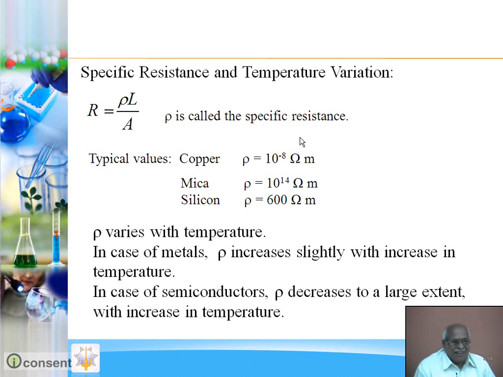Obviously, a semiconductor like silicon will possess intermediate value of rho, somewhere between the value of rho for good conductor and that for bad conductor. In case of silicon, rho has value 600 ohm meter at room temperature.